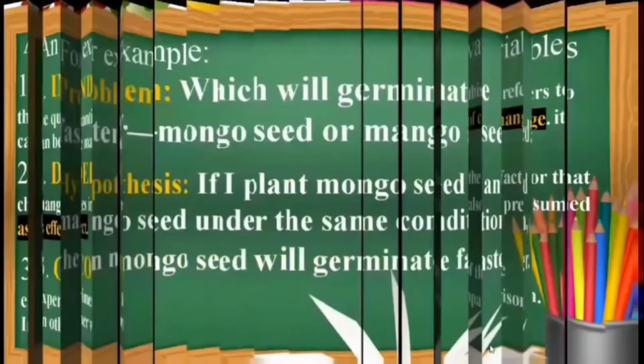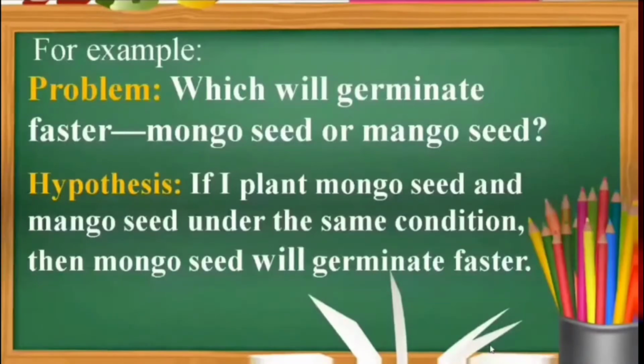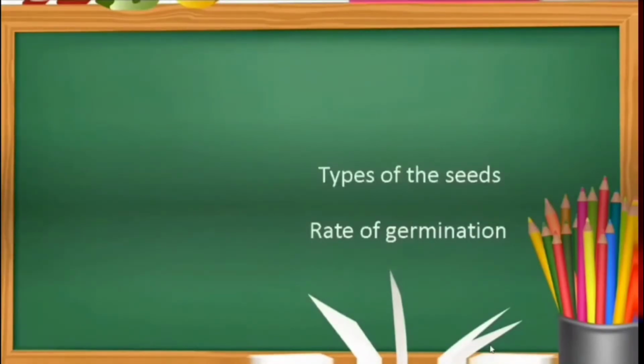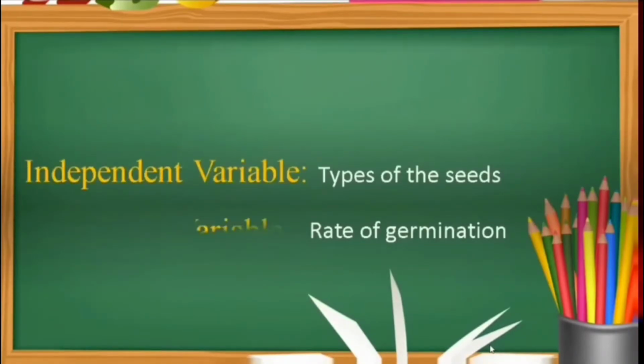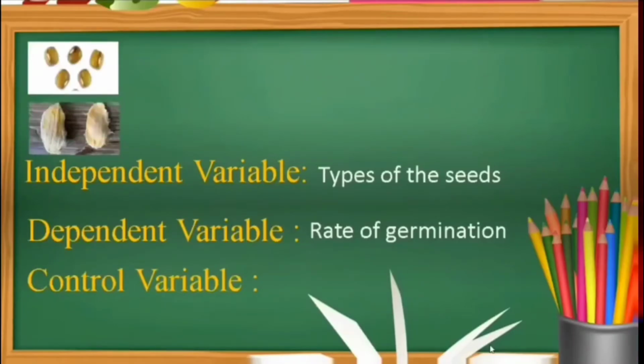For example, the problem that you wanted to investigate is, which will germinate faster, mongo seed or mango seed? The hypothesis that we have is, if I plant mongo seed and mango seed under the same condition, then mongo seed will germinate faster. Now, let's try to think of the materials that we need to prepare for this experiment. Of course, we need to have the seeds. We are going to have 2 different seeds, which are the mongo seeds and mango seeds.